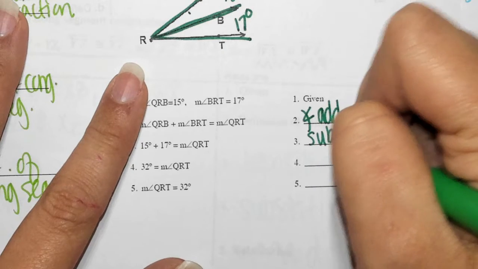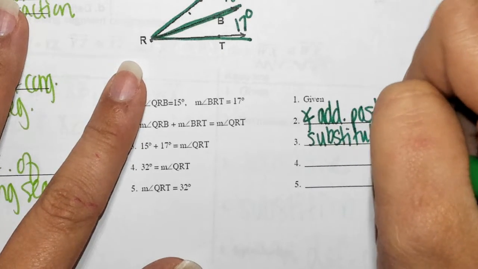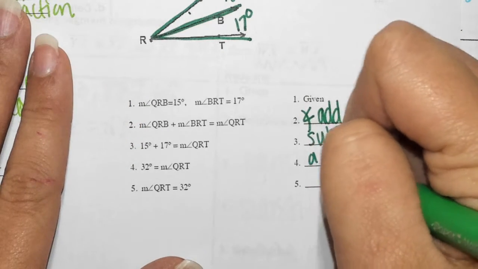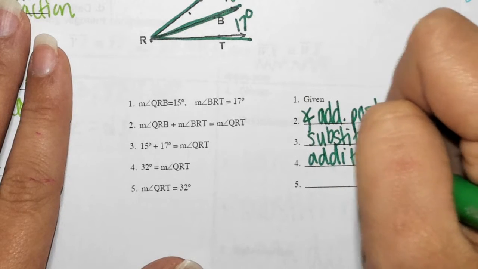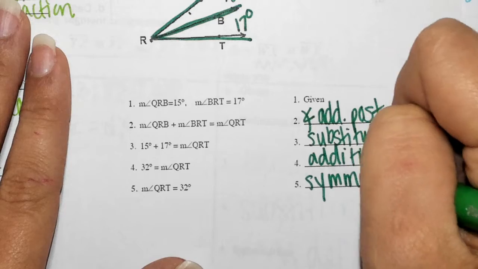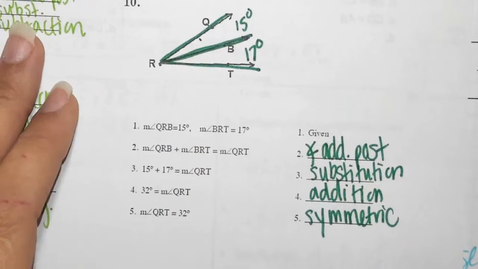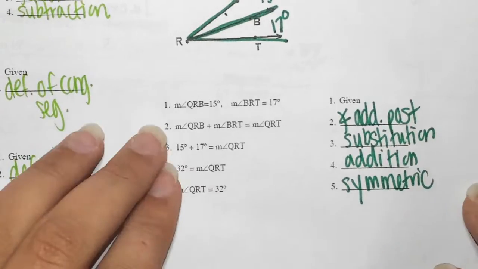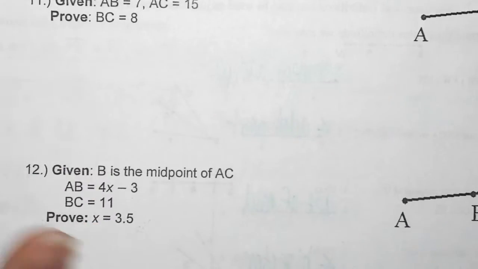Substitution. Then addition. And then they added them together. Then symmetry. Symmetric. Okay, are we ready? This is the wrong order. Yeah. Let's look at the back.